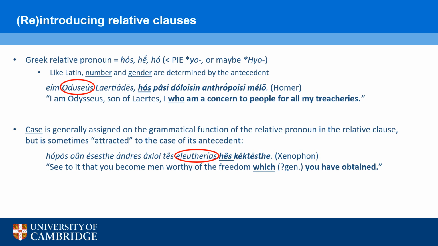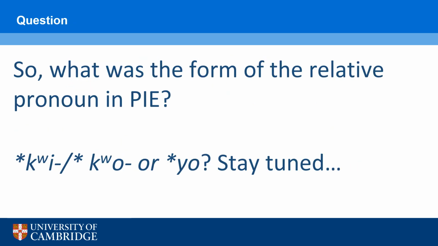But we get the genitive form of the relative pronoun, hes, because the antecedent eleutherias is in the genitive. But case attraction of this sort is optional, and most of the time Latin and Greek work in the same way. Of course, one glaring difference between them is the form of the relative pronoun itself.